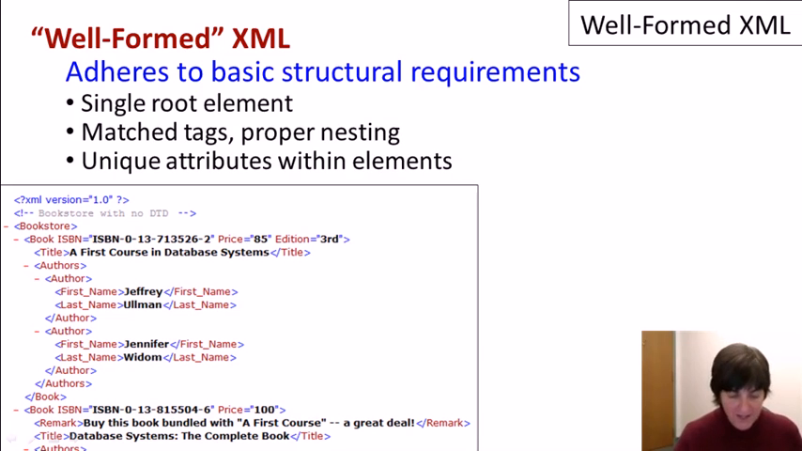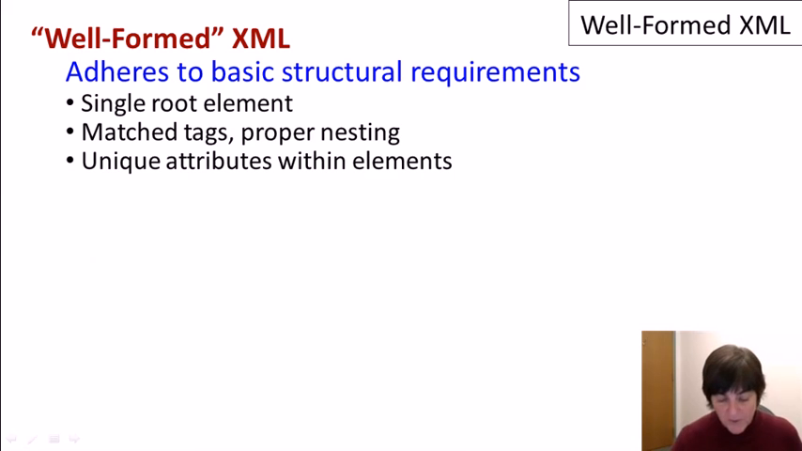And there aren't many. It's just that we have a single root element, as we discussed before, a single bookstore in this case, that all of our tags are matching. We don't have open tags without closed tags. And our tags are properly nested, so we don't have interleaving of elements. And finally, within each element, if we have attribute names, they're unique. And that's about it. That's all we require for an XML document or a set of XML data to be considered well-formed. And for many applications, that's all we're concerned about.